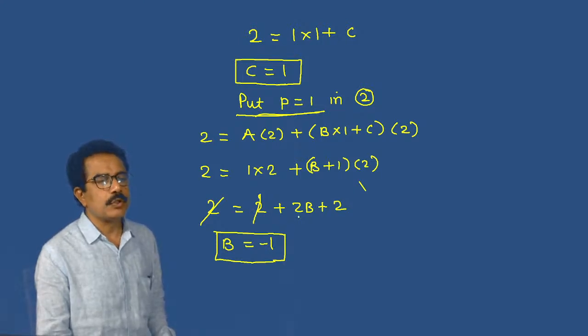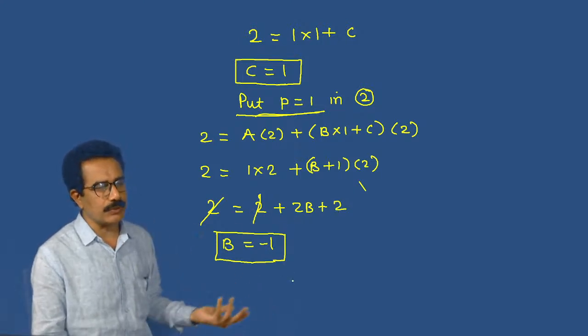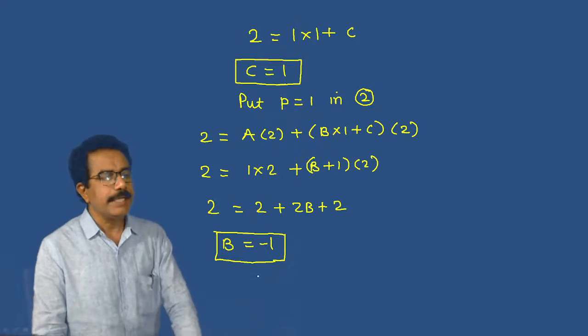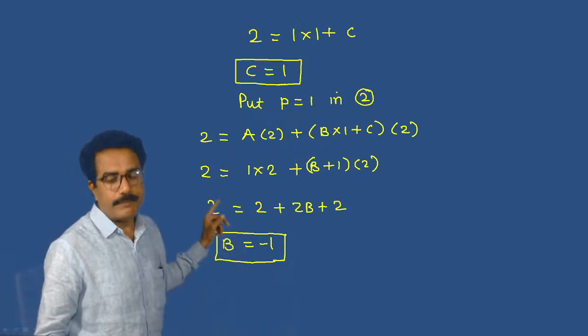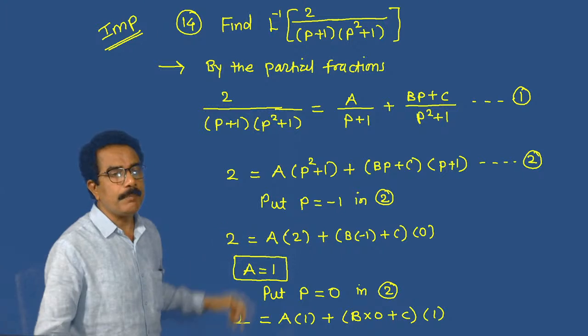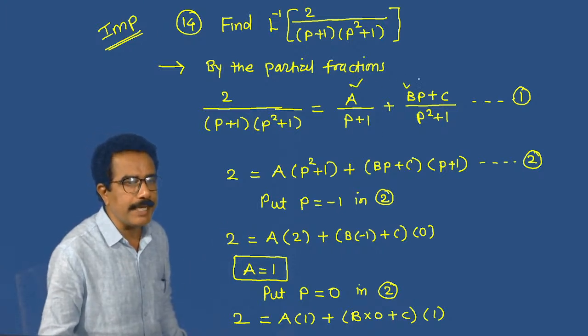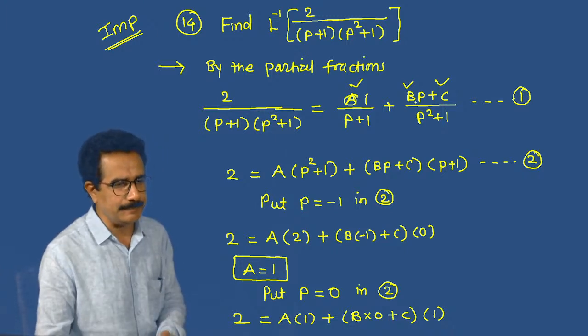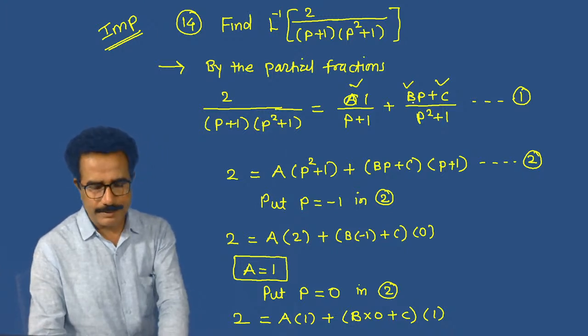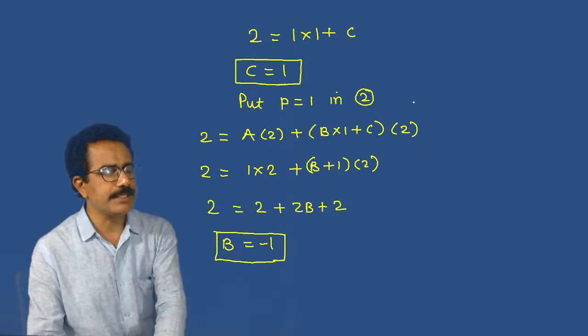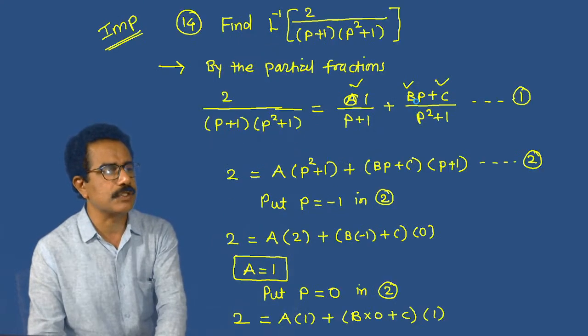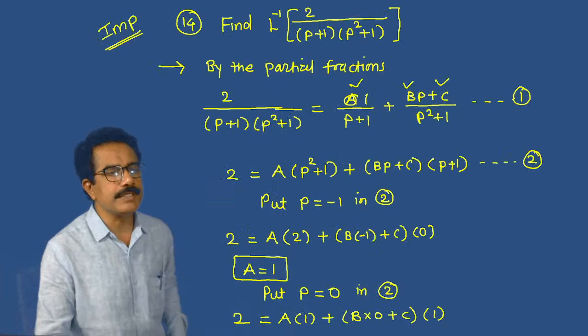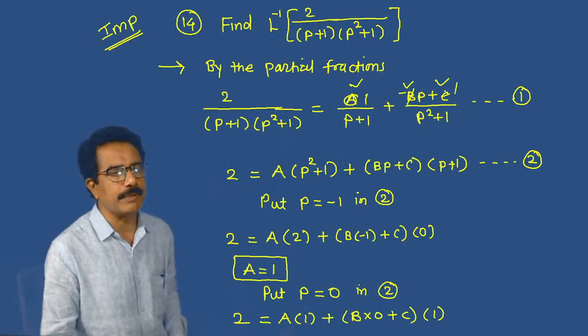Therefore 2B is equal to minus 2, therefore B is equal to minus 1. In this way, we have calculated the values of A, B, C. Now put these values of A, B and C here. A is 1, B is minus 1 and C is also 1. So B is equal to minus 1 we have to put, C is 1 we have to put.